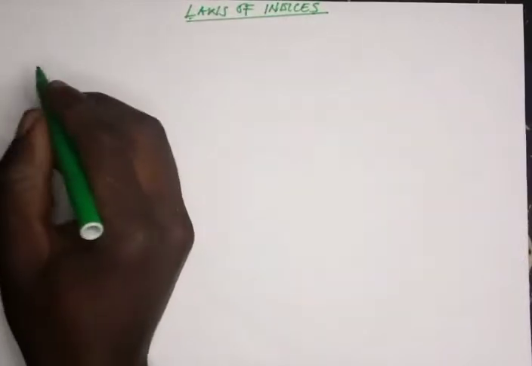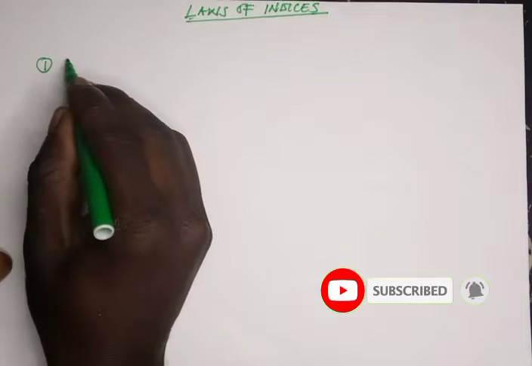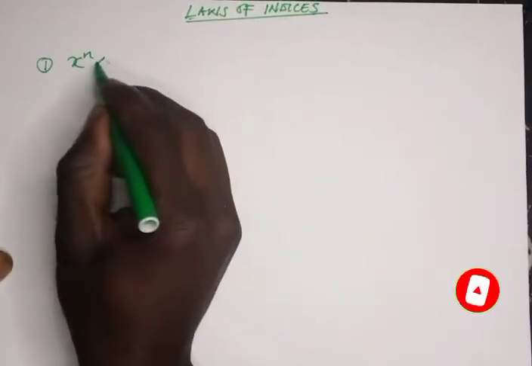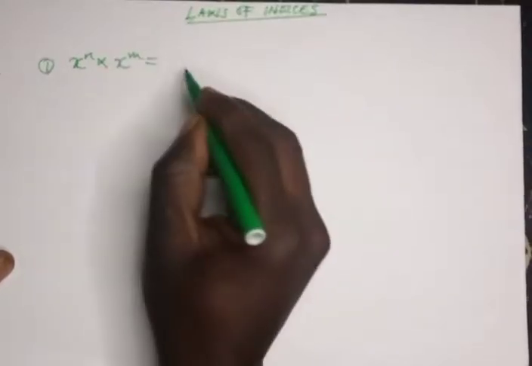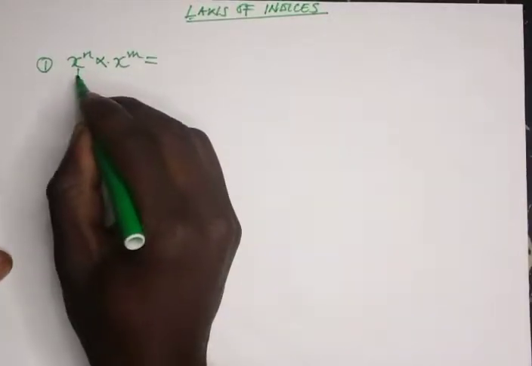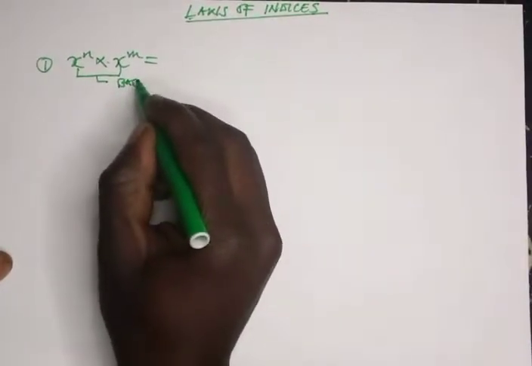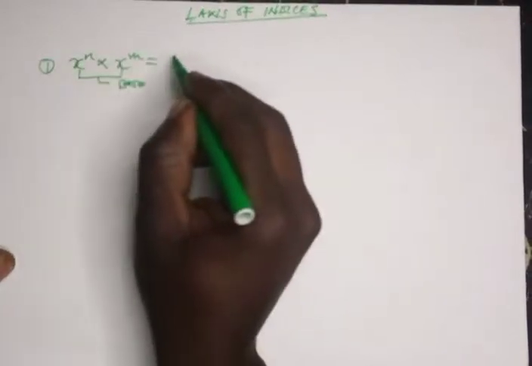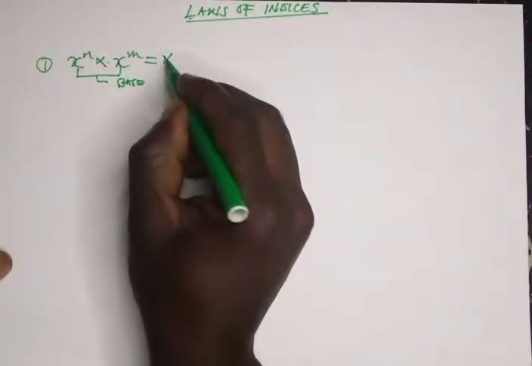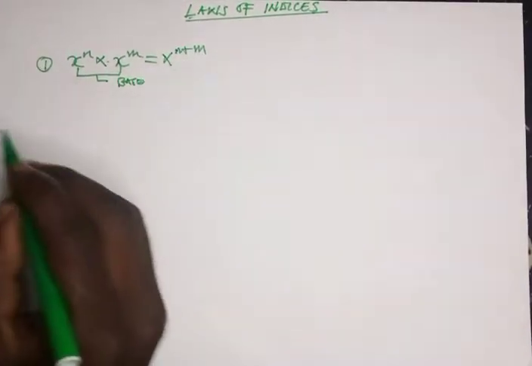For law number 1, it's the law of multiplication. When we have x power n times x power m, when we have the same bases, all we have to do is to add the powers. So the answer will be x power n plus m. That's the law of multiplication.